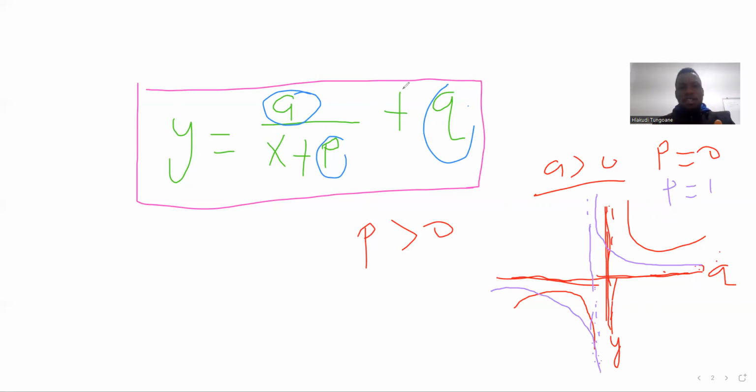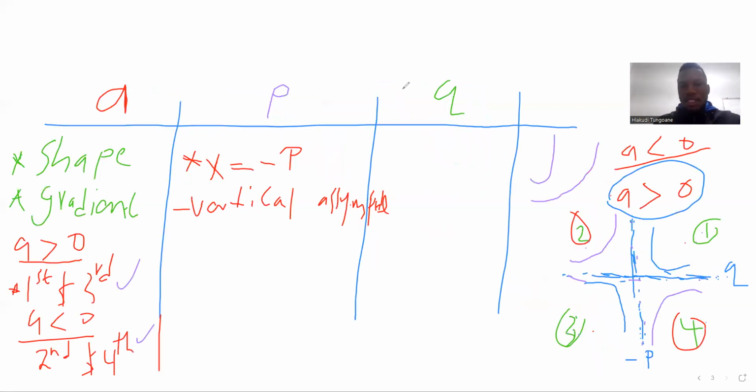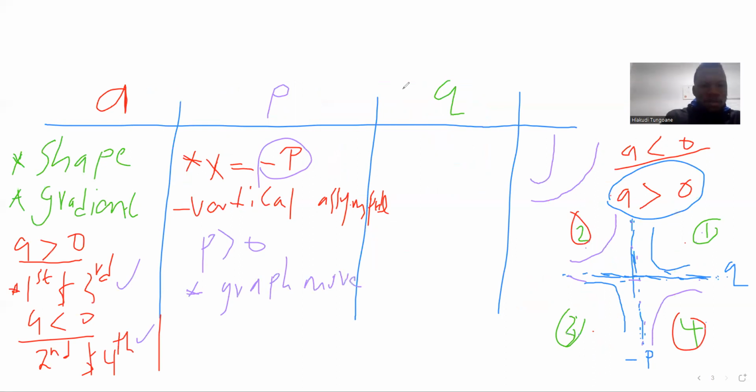when P gets negative, your graph shifts to the right, essentially. And then x equals minus P, that's the line of asymptote. That's the line of asymptote, a vertical one, right? Okay, so let's just write down: P greater than 0 means your graph moves left, right?